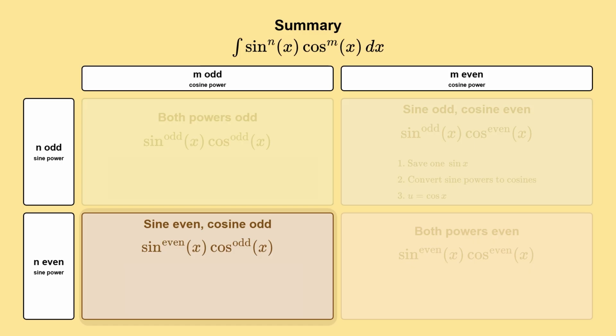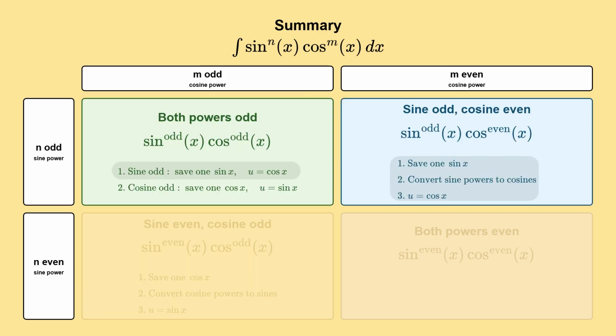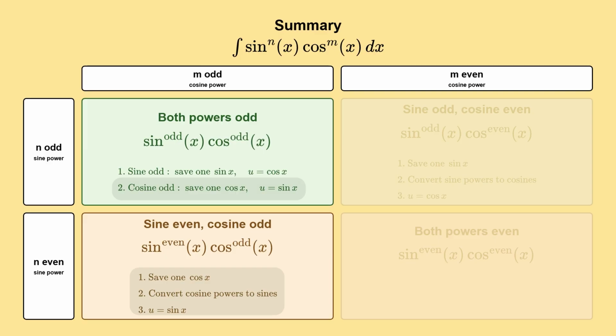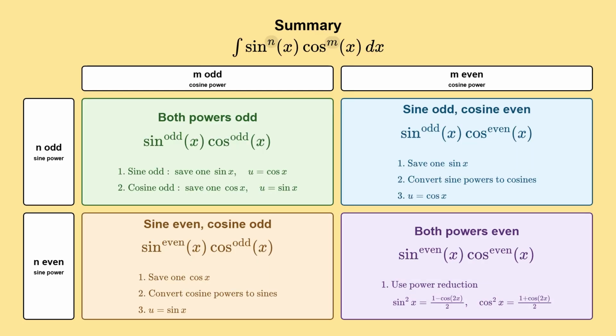If n is even and m is odd, save one cosine of x to the side, convert the rest of the cosine powers into sines, and use u equals sine of x to do u substitution. If both powers are odd, then either of the odd power methods will work. If both powers are even, we use power reduction identities to reduce the power to make it easier to integrate. Ultimately, check your exponents first. Once you know whether the powers are odd or even, the strategy becomes pretty clear.